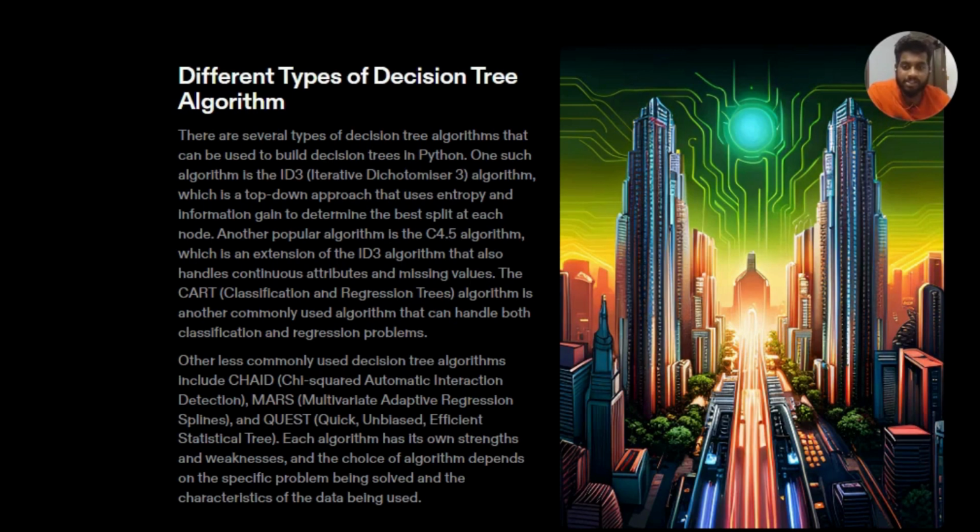Other less commonly used decision tree algorithms include CHAID, chi-squared automatic interaction detection, MARS, multivariate adaptive regression splines, and QUEST, which stands for quick, unbiased, efficient statistical tree. Each algorithm has its own strengths and weaknesses, and the choice of algorithm depends on the specific problem being solved and the characteristics of the data being used.